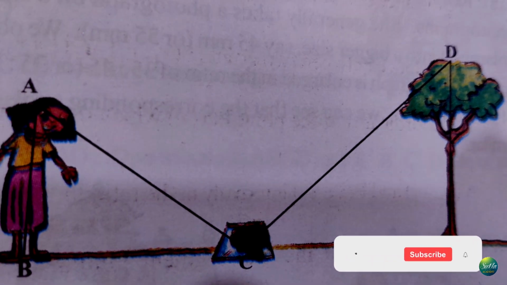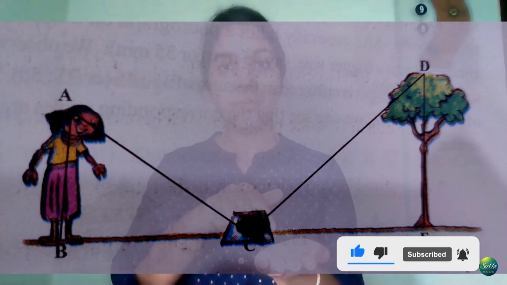Now we place a mirror on the ground so that the image of the top of the tree will fall in the mirror, and so that Snigdha can see the image of the tree in the mirror. Now if we observe the figure, we can notice two triangles forming with the position of the tree and Snigdha. Those two triangles are right angle triangles because the tree and Snigdha both are perpendicular to the ground.